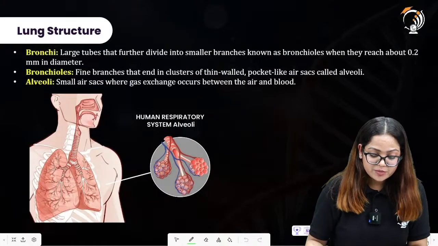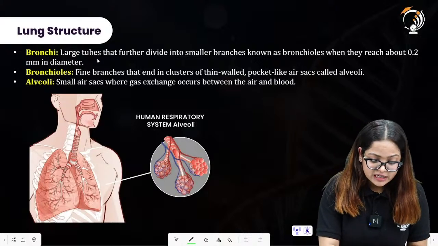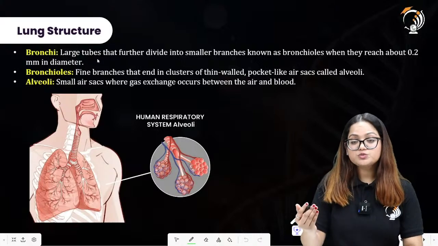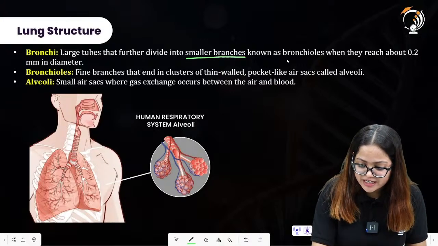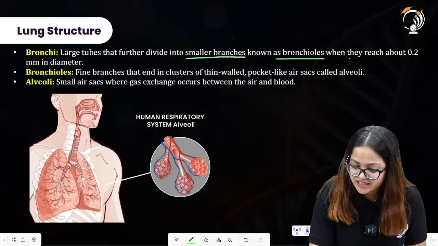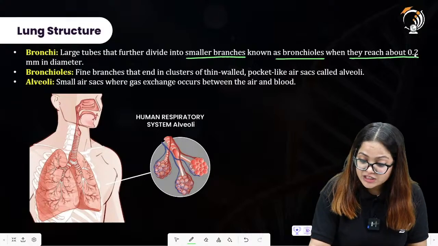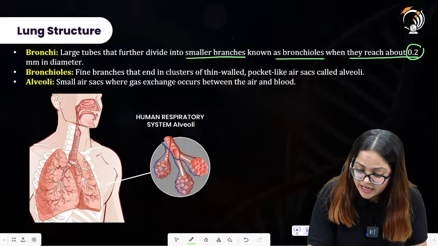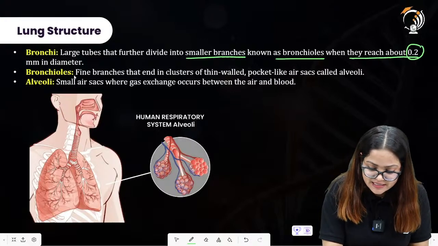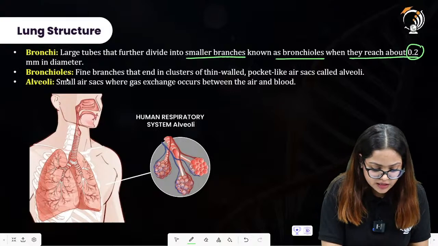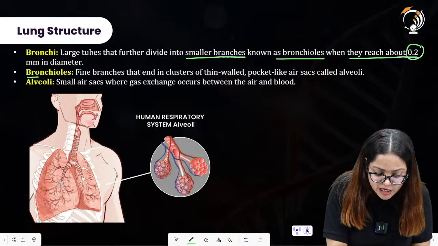Now, talking about the bronchi, as we have already understood, we are going through the statements one by one here. Large tubes that further divide into smaller branches, known as bronchioles, when they reach about 0.2 millimeter in diameter. So they branch until they reach this diameter of 0.2 millimeter. The further branching of these bronchi will be termed as bronchioles.